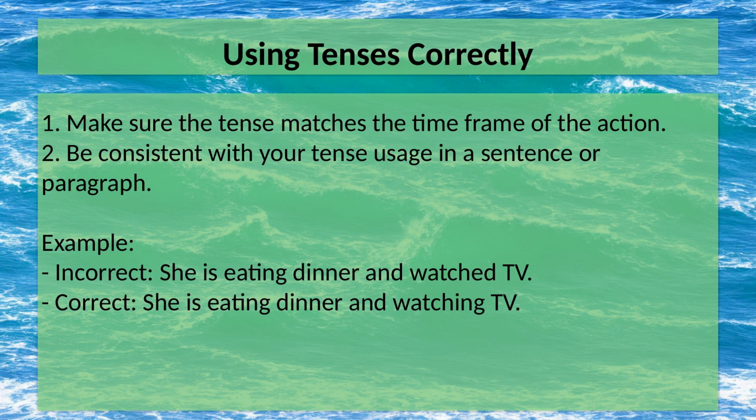Now, let's talk about using tenses correctly. Firstly, make sure the tense matches the time frame of the action. Secondly, be consistent with your tense usage in a sentence or paragraph. For example, incorrect: she is eating dinner and watch TV. Correct: she is eating dinner and watching TV. Consistency is key to clear and understandable sentences.